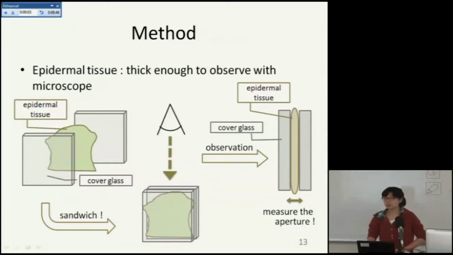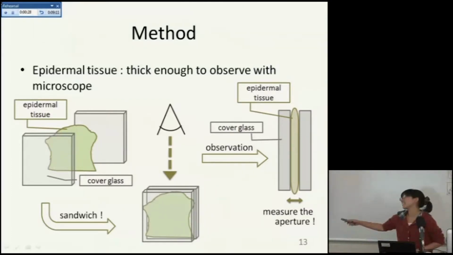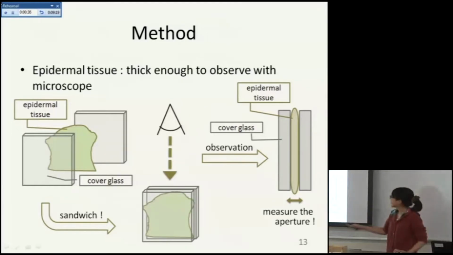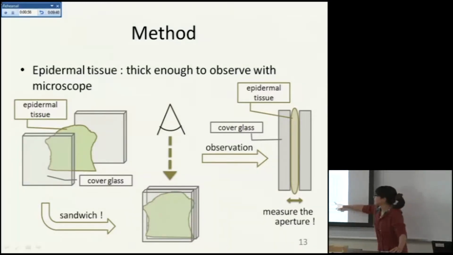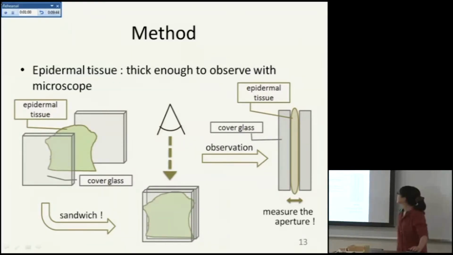Here, I use a microscope to measure the epidermal tissue thickness because, as I said, the tissue's thickness is about 100 micrometers, and it is thick enough to observe with the microscope. And the method is, first, I sandwich the epidermal tissue between two cover glasses, and after that, I obtain the image by the microscope from the upper side of the sample. And here, I could obtain an image like this. And by measuring the aperture of the two glasses, I can estimate the thickness of the sample.